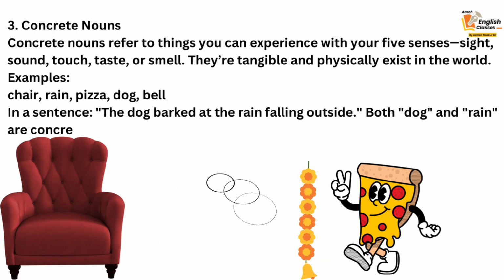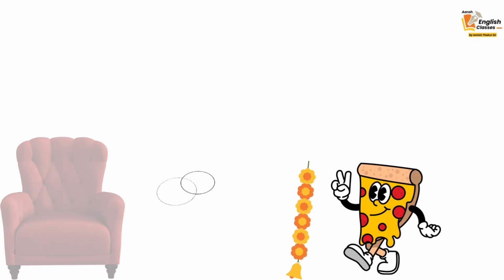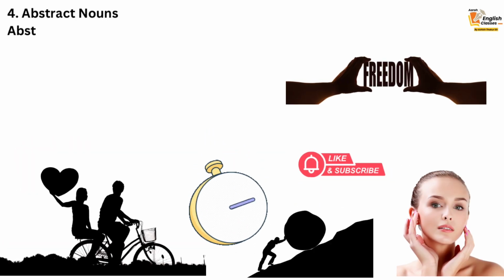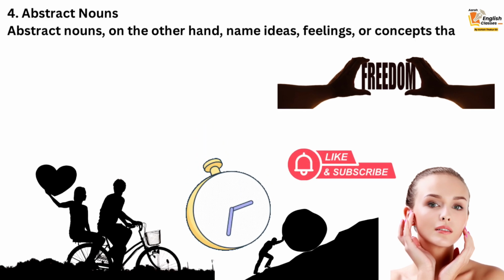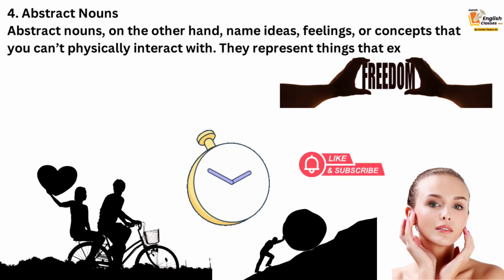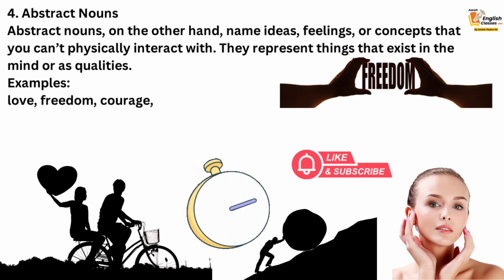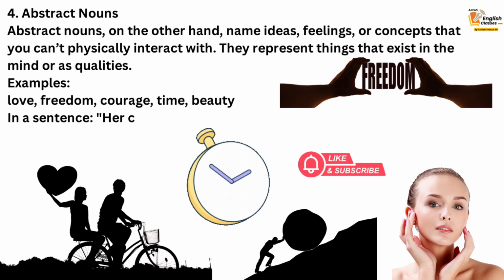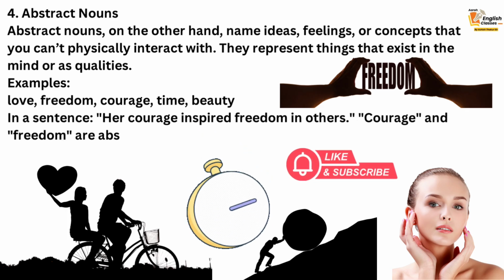4. Abstract nouns. Abstract nouns, on the other hand, name ideas, feelings, or concepts that you can't physically interact with. They represent things that exist in the mind or as qualities. Examples: love, freedom, courage, time, beauty. In a sentence, her courage inspired freedom in others. Courage and freedom are abstract nouns because they're intangible ideas rather than physical objects.